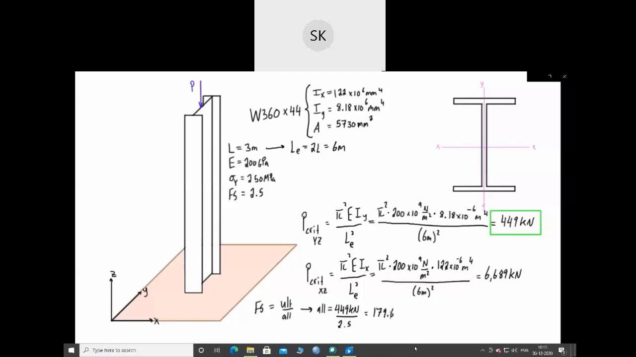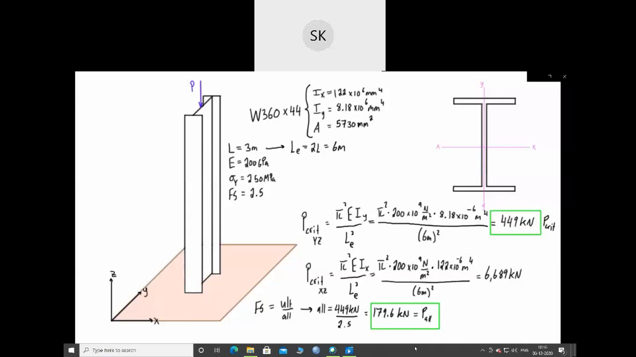179.6 kilonewtons. So that is our allowable load, P allowable. This was P crit, and there we go. Let's throw a box around that guy too. Oops, not a straight line. We want a box. Boom, like that. Alright, so we found our actual P critical. We found our P allowable.